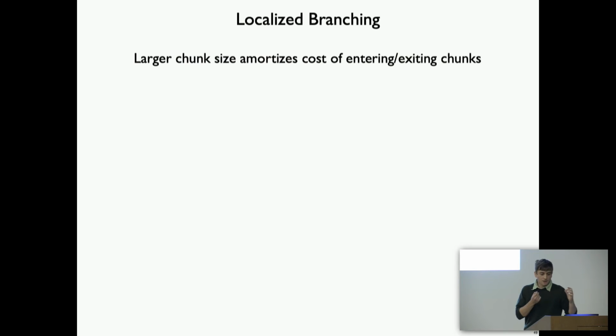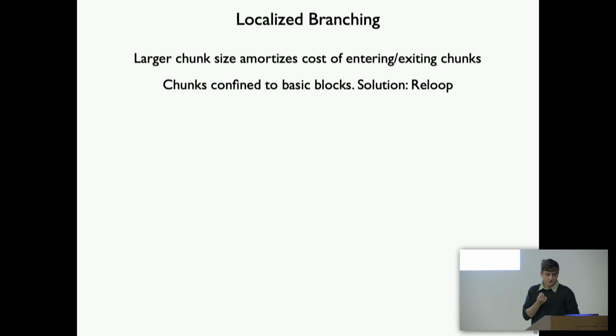So the basic idea here is that we're entering and exiting these chunks. And if you increase the chunk size, that's going to help amortize the cost of doing those entrances and exits. But yeah, chunks are combined to basic blocks. And so one solution to this would be to apply some of Emscripten's approach to this problem, Relooper.